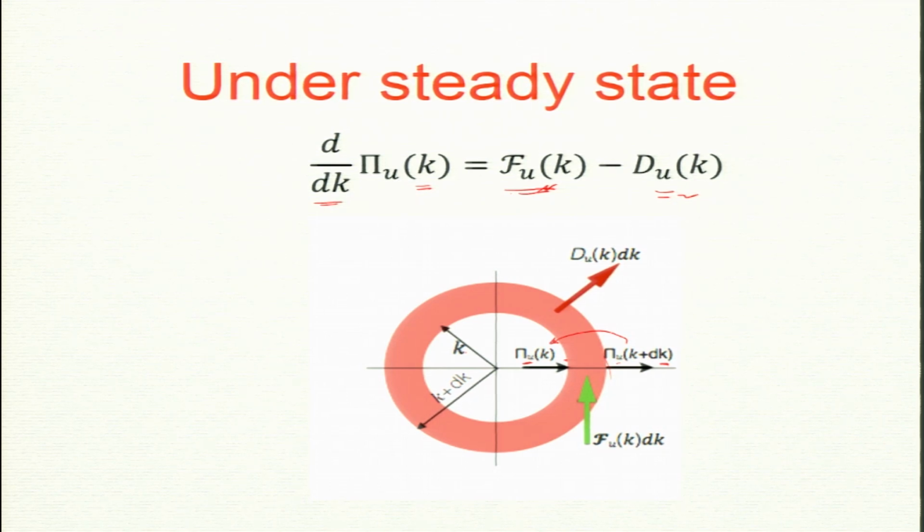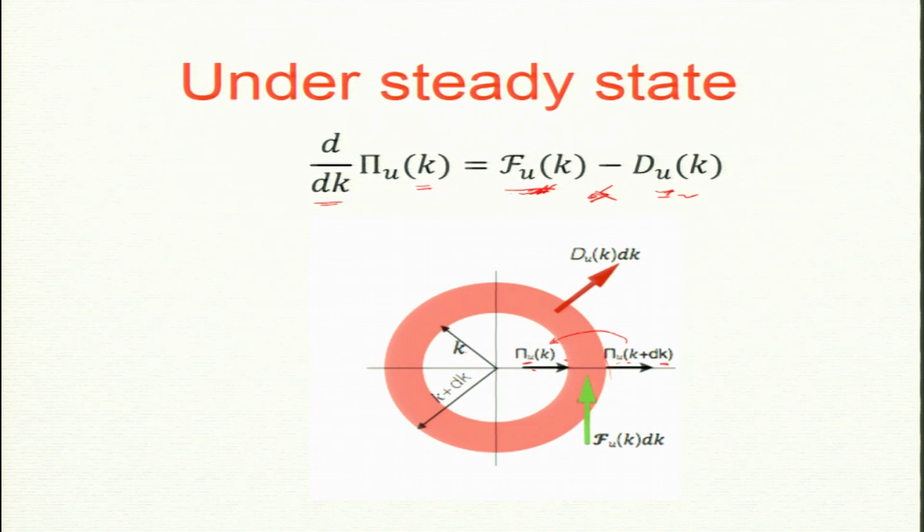So, if F_u is bigger than D_u, then which should be bigger? K plus dk should be bigger, no? And if F_u is smaller than D_u, then the other way around. Okay. In fact, this is a very useful conclusion. This is a very simple idea, but it is very useful, and this we call variable energy flux. So, our energy flux is changing with k.